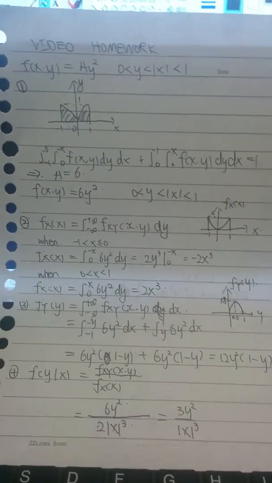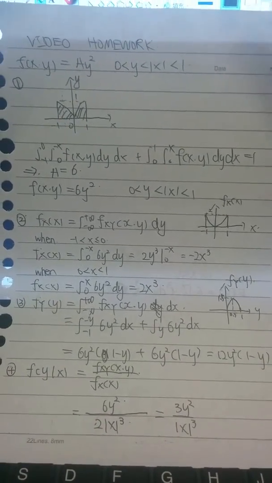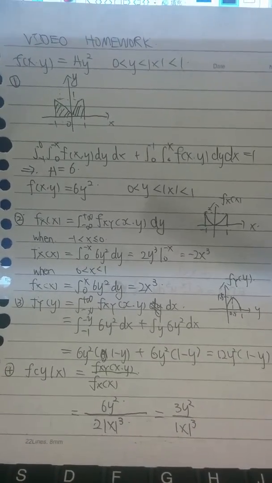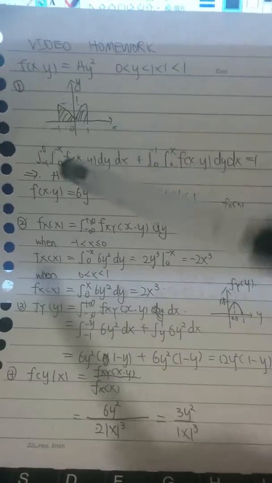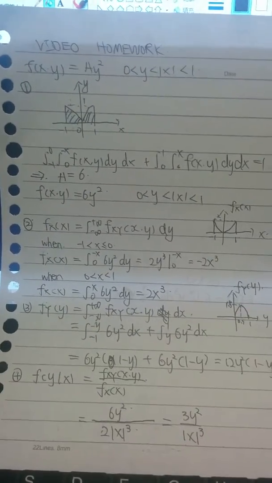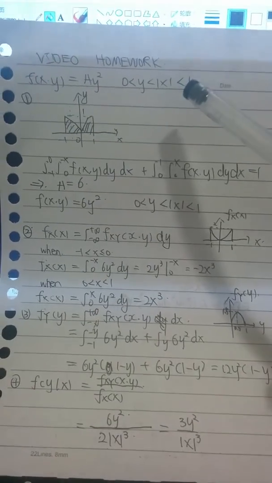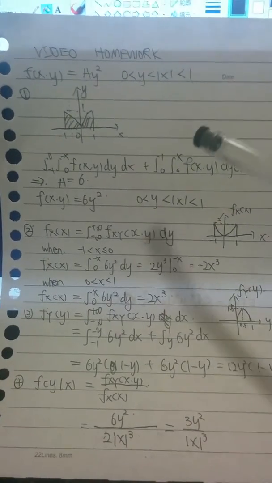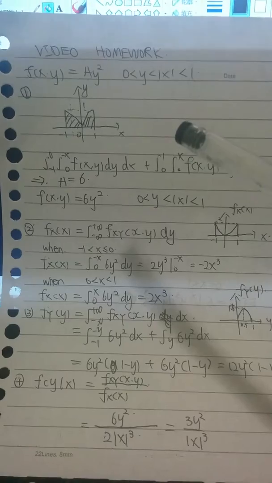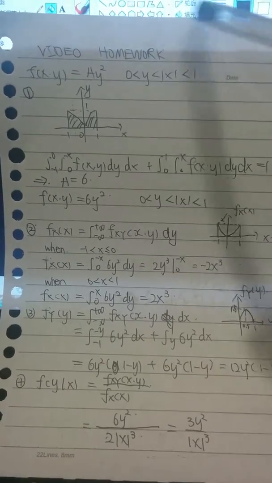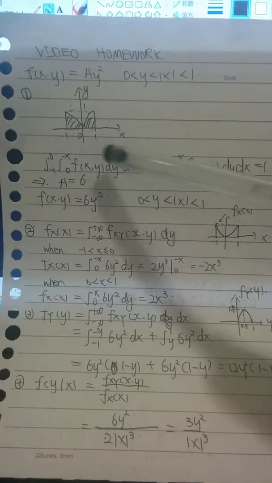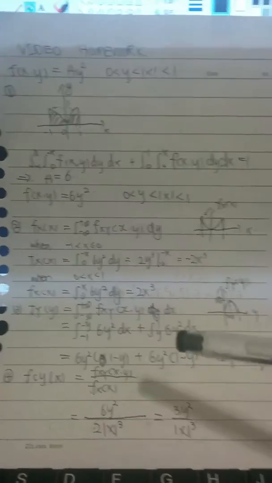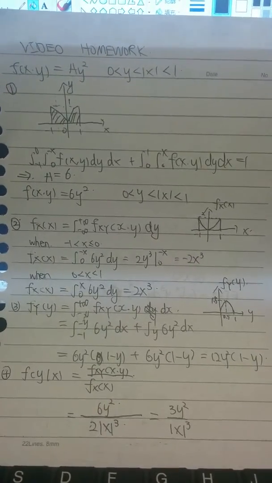Okay, in this video homework, first of all, I have the given condition that the density function of f(x,y) equals a minus a multiple square of y, and the given area. In the first question, I need to determine the value of a. From the area, I can draw it in the picture. It's this one.